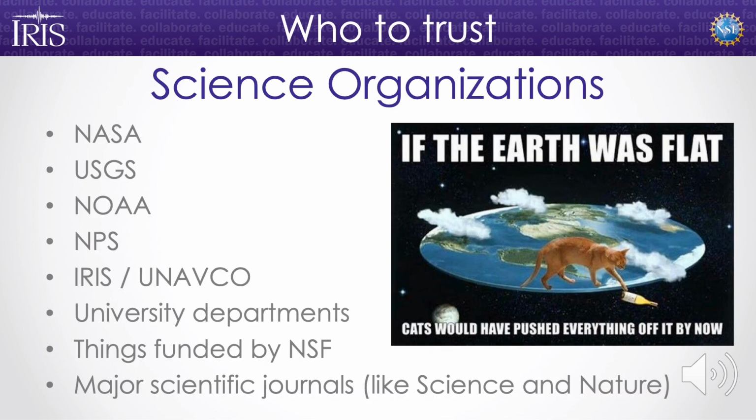So, who do you trust? And this is a whole different talk, right? Figuring out who to trust, who to follow, who to amplify. Science organizations are a great place to start. NASA, USGS, NOAA, the National Park Service, IRIS and UNAVCO, of course, we're fabulous. University departments, anything funded by NSF, the major journals, and then you can see who those people follow, and they're probably legitimate, right? Because these organizations spend a lot of time curating their social media feeds, and they're not going to follow people that are problematic.